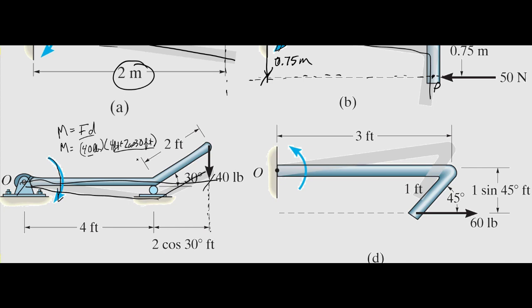and you put your thumb into the screen and you curl your fingers in the direction of the force, you're going to see that your thumb points in the right orientation, the right sense of that moment of the 40-pound load about point O. So that's helpful, because then this becomes a negative, right? And then this is the k axis, and this is an Mz, so that's a z about point O.